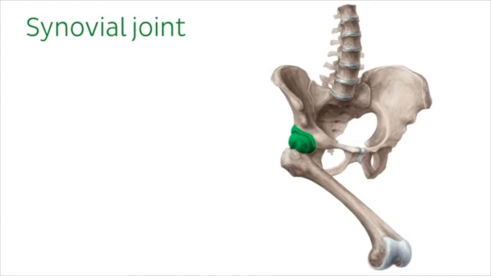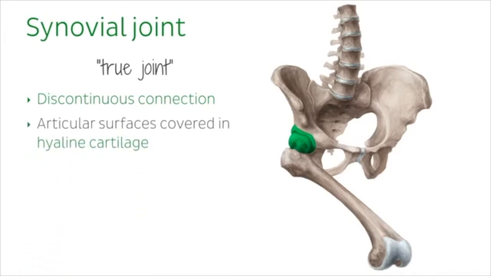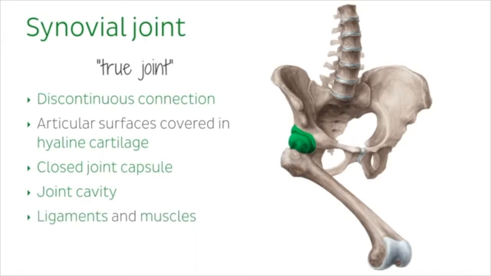And synovial joints are also called true joints. But what makes a joint a true joint? Let's have a look at some of the requirements below. So a true joint must have a discontinuous connection or separation between the bones, called a joint space. The articular surfaces of the joint must be covered in hyaline cartilage. It must have a closed joint capsule and therefore a joint cavity within, filled with synovial fluid. And most importantly, it must have ligaments and muscles that act as primary joint stabilizers.